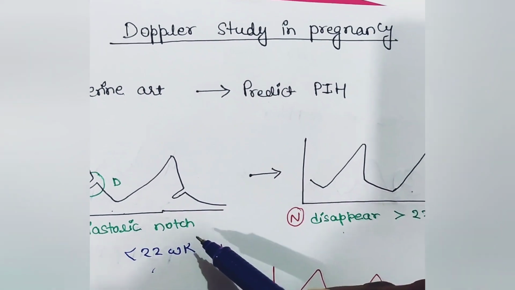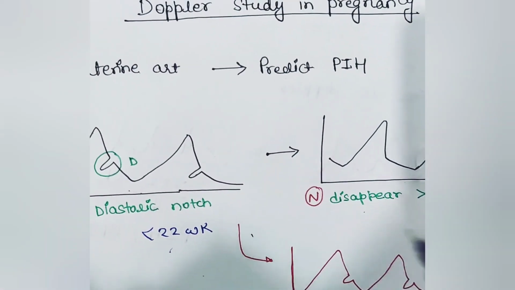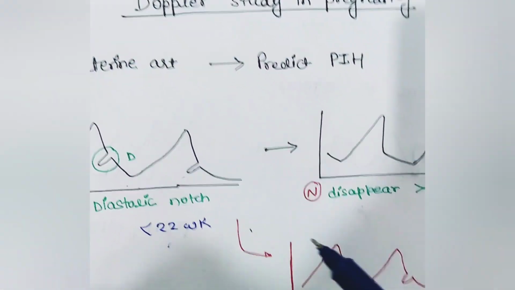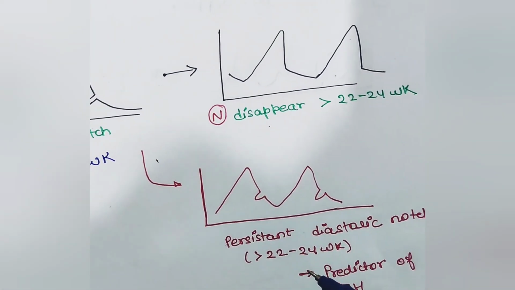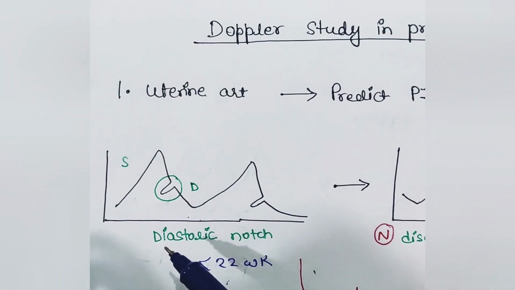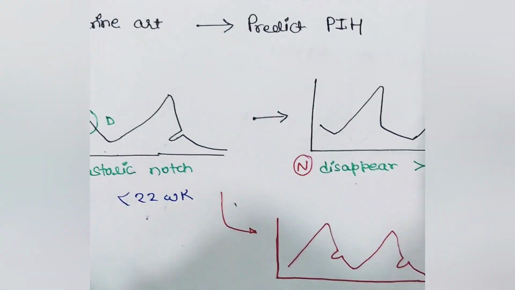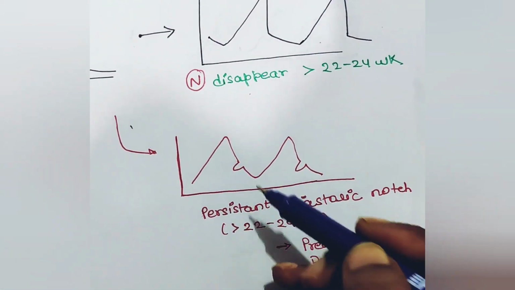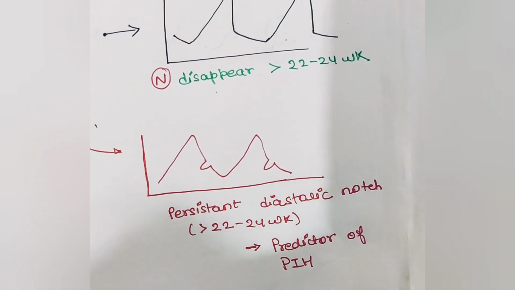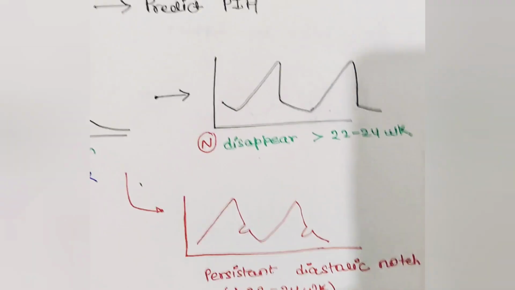But if due to pregnancy induced hypertension or preeclampsia, the resistance vessels remain resistant, so the diastolic notch persists even after 22 to 24 week. So this was diastolic notch before 22 week, which was normal, but diastolic notch after 22 to 24 week is abnormal and is called persistent diastolic notch. This is predictor of PIH or pregnancy induced hypertension.